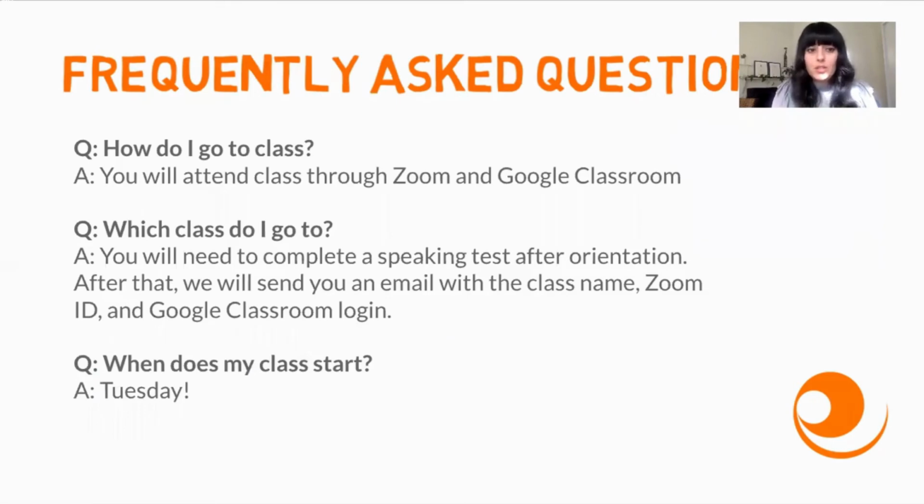Which class do I go to? That's another great question. You will need to complete a speaking test after you watch this video. So just make sure you book a speaking test and complete it. After that, you will be sent an email, and this is going to have the class name, the Zoom link, and the Google Classroom login. And these are the three things that you need to attend your first class successfully. So, all you need to do is click on the link of your class at the time your class starts, and you will be able to go to your first class.